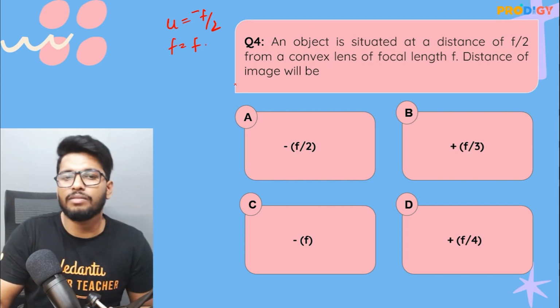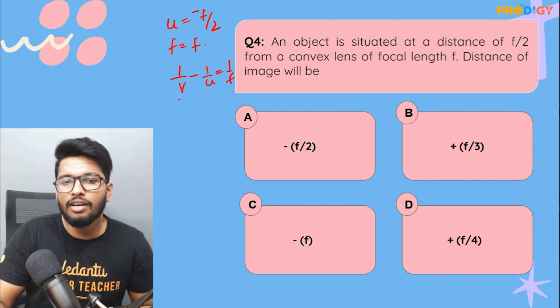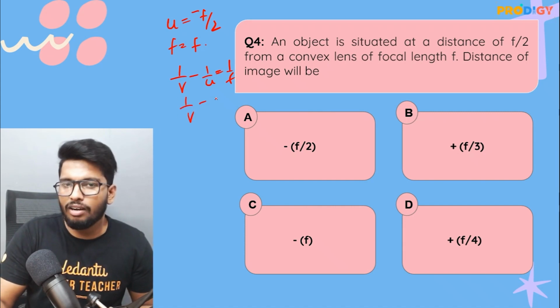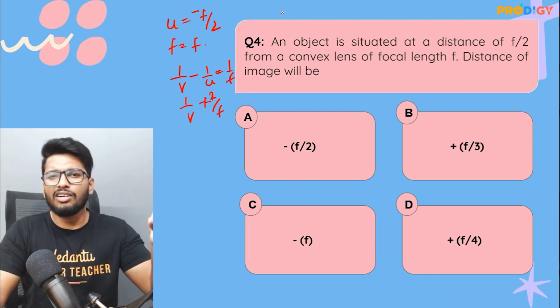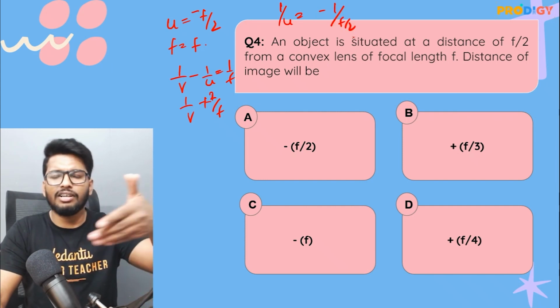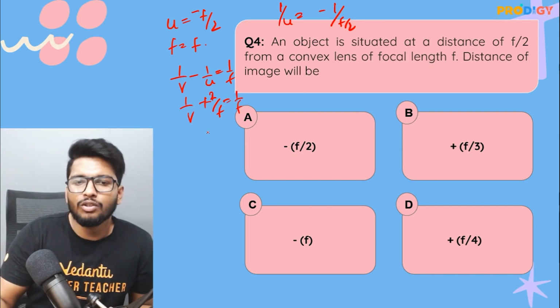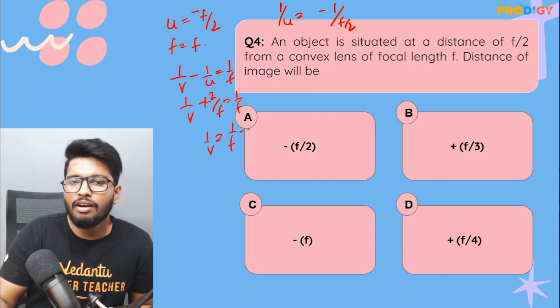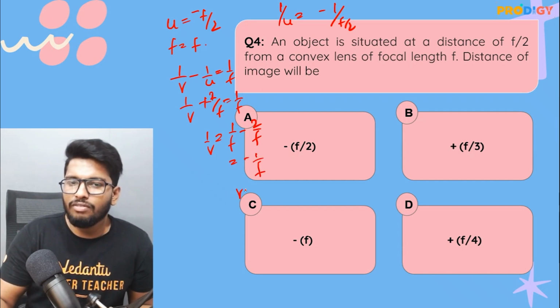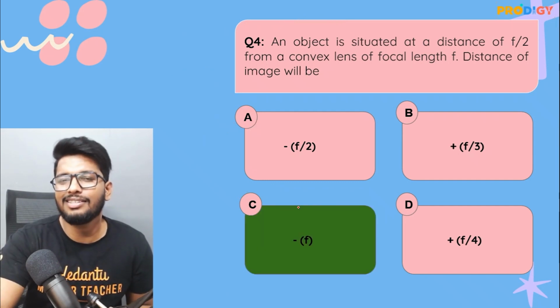So how do you solve this question? The lens formula is 1 by v minus 1 by u is equal to 1 by f. So 1 by v minus of minus f by 2, right? Minus of 1 by u, so minus of 1 by f by 2 can be written as minus into minus becomes plus, so it will be 2 by f, which is equal to 1 by f. So 1 by v is equal to 1 by f minus 2 by f, which is nothing but minus 1 by f. So v is equal to minus f. So the answer is going to be option number C.